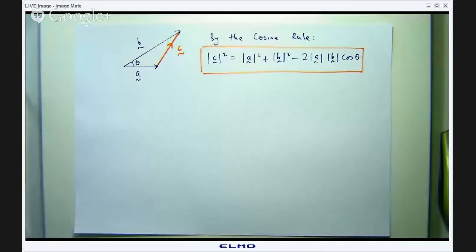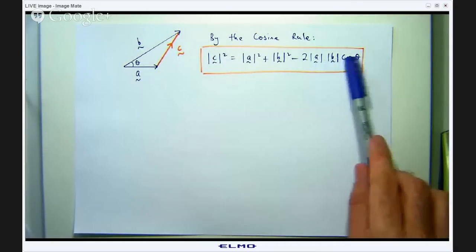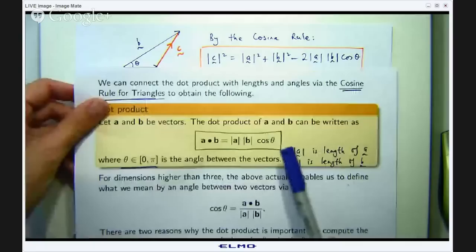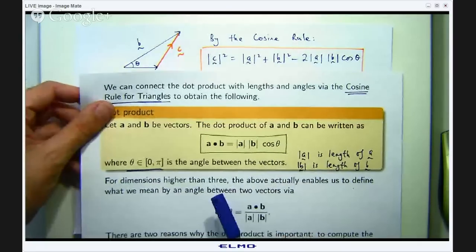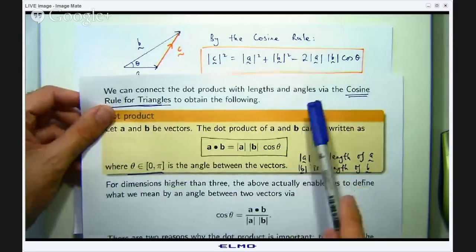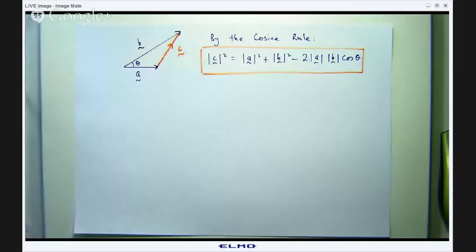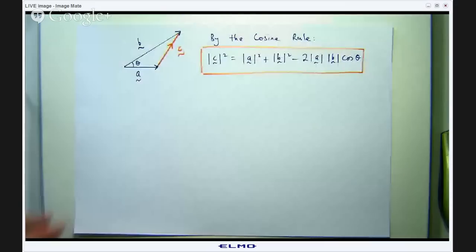Okay, so you'll notice that there's the product of these lengths and the cosine theta, and over here there's the product of these lengths times cosine theta. So what we're going to try to do is rearrange this and show that whatever's on the other side is just the dot product in this form.